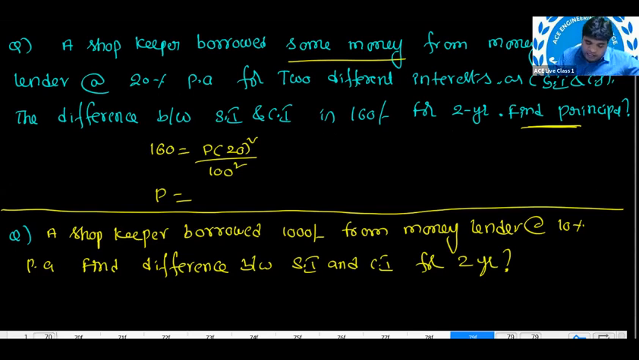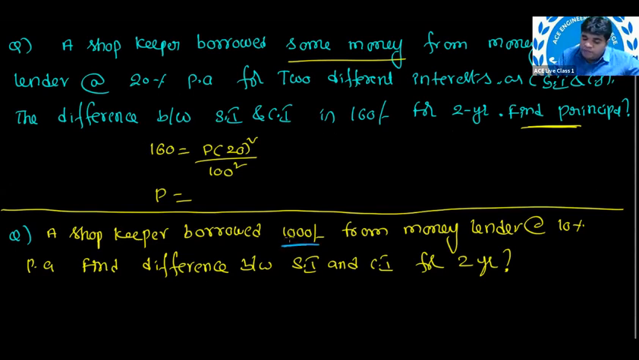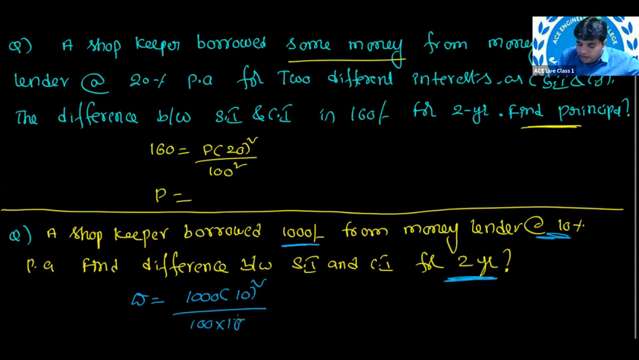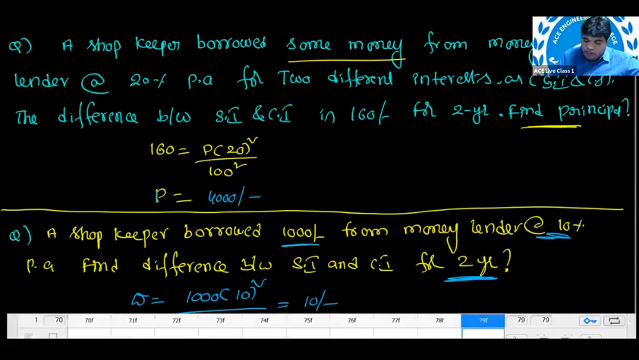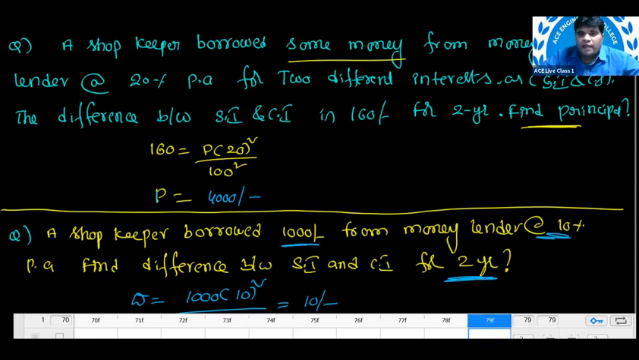Second question: directly the principal and the rate are given. Find the difference between S and C. D is equal to principal 1000, rate square 10 square upon 100 square, 100 into 100. So the answer is 10 rupees. Here, simplify, then P is equal to 4000 we are getting. Okay, so these two questions. 4000.